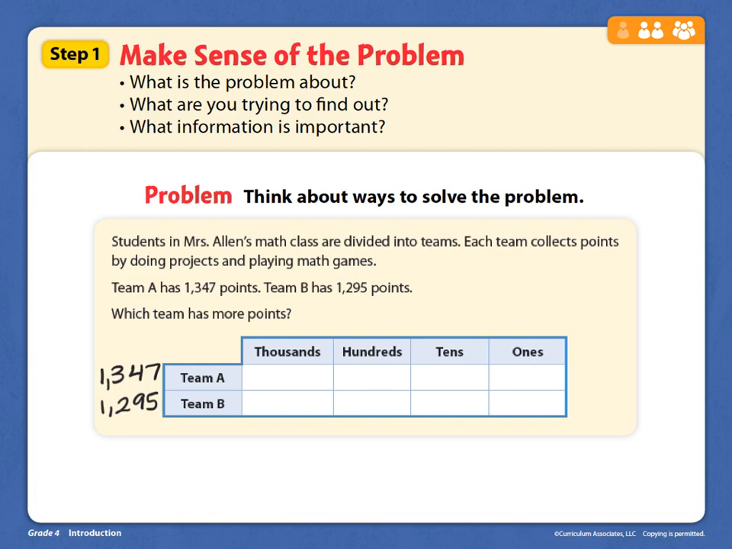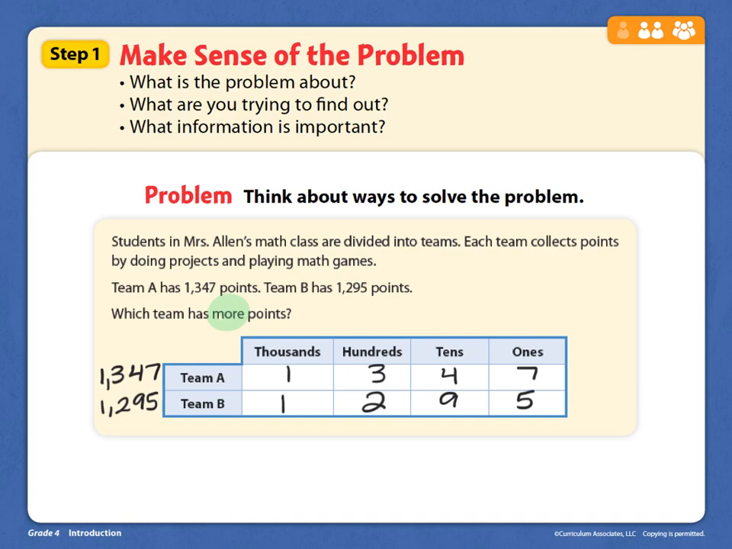So my first step in figuring out which of these numbers is greater, I know that it's asking me for which one is greater because it asked for which one had more points. My first step is going to be to fill in my place value chart. So in 1,347, I know I have 7 ones, 4 tens, 3 hundreds, and 1,000. In 1,295, I have 5 ones, 9 tens, 2 hundreds, and 1,000.